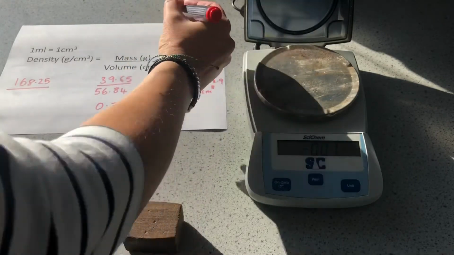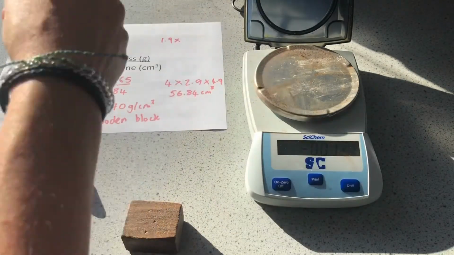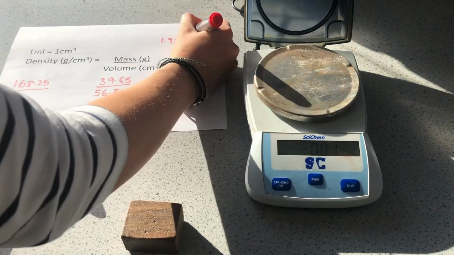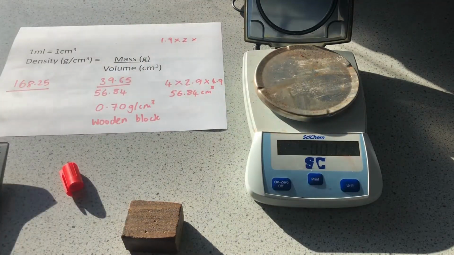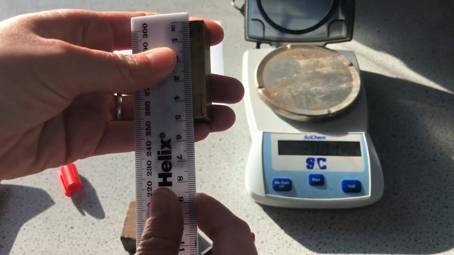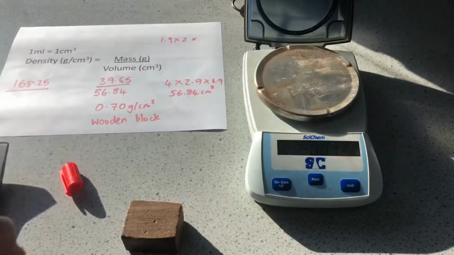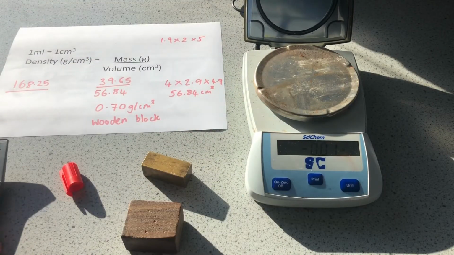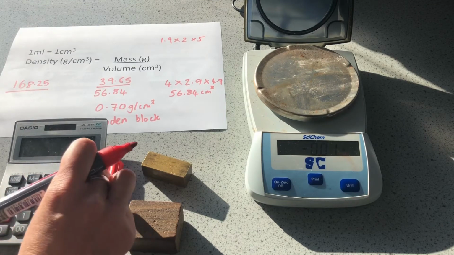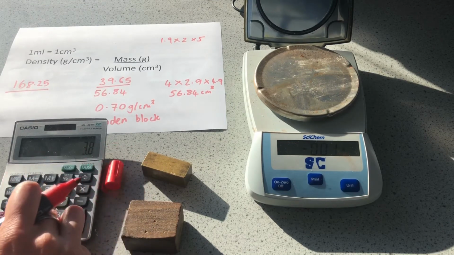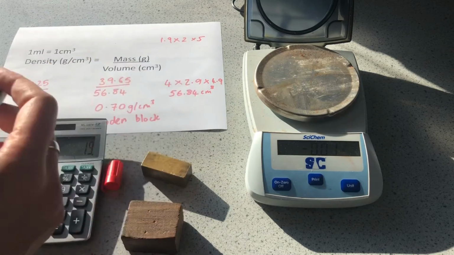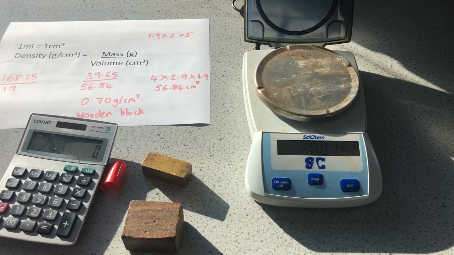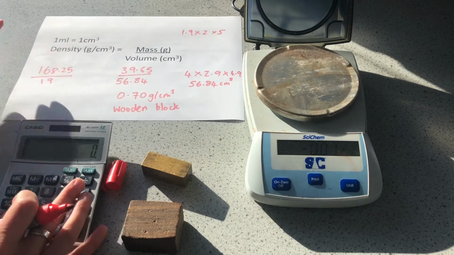So I've got 1.9, I'm going to do this up here, by 2 by, I'm going to call that 5 centimetres. So let's take a look at the calculator. 1.9 times 2 times 5 gives me 19. And then I'm going to work out the density.